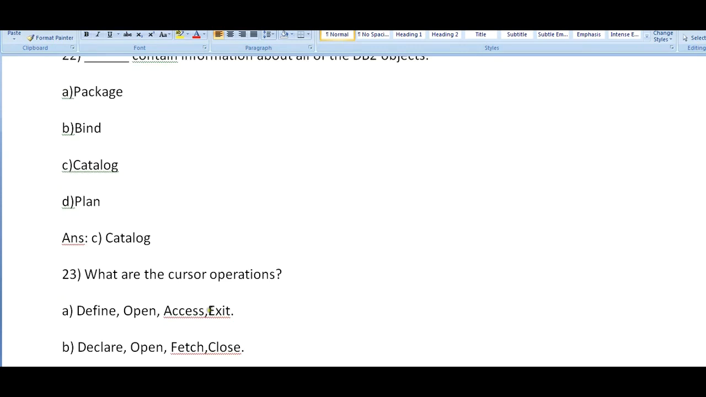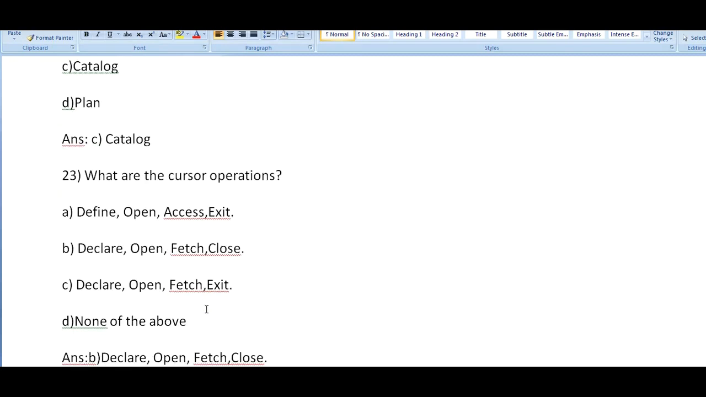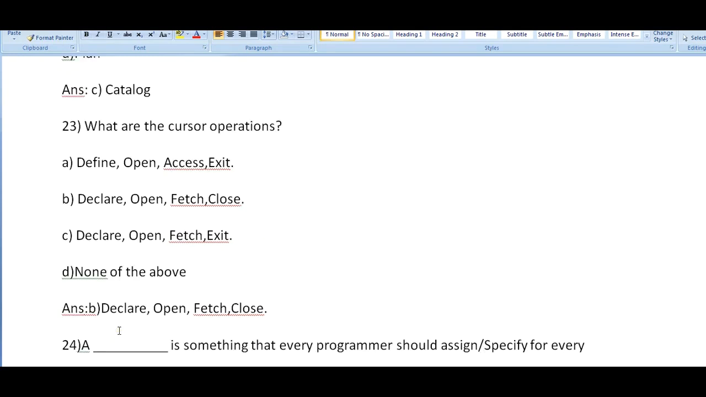What are the cursor operations? Define, open, access, exit, or declare, open, fetch, close, or declare, open, fetch, exit, or none of the above. It's declare, open, fetch, close. These are the different operations performed while using a cursor.